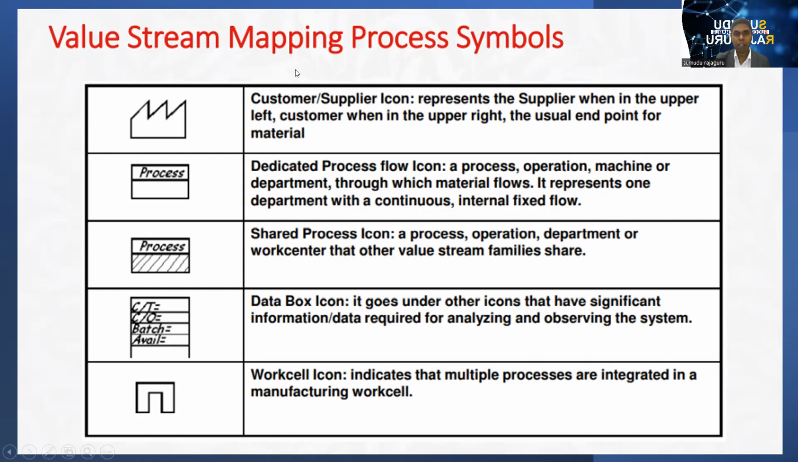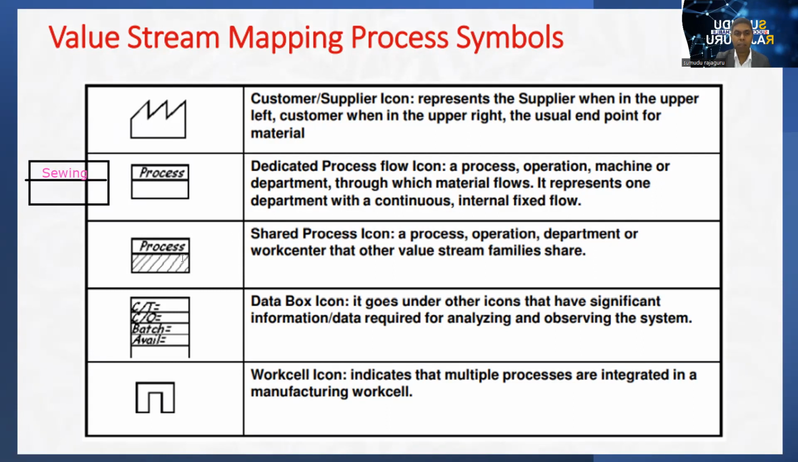As an example, if we are going to talk about the sewing department, we have to draw this kind of rectangle. Then we can write down the process name in here, for example, sewing process. This is also a process icon, but it is a little bit different from this icon. It is called the shared process icon.